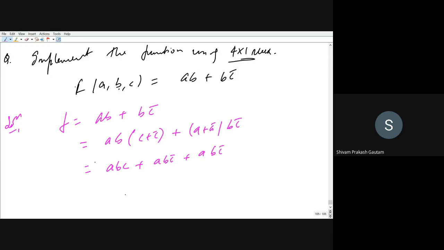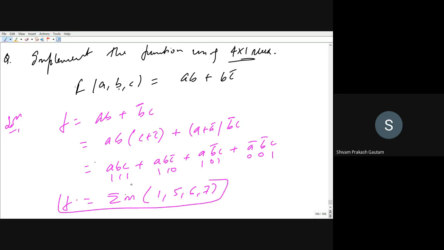Just let me know if I make any mistake. Sorry, just wait. It is not bc bar, it is b bar c. So this will be abc plus abc bar plus ab bar c plus a bar b bar c. So this is equal to 111, 110, 101, 001. So the min terms for this we can write as 1, 5, 6, and 7.